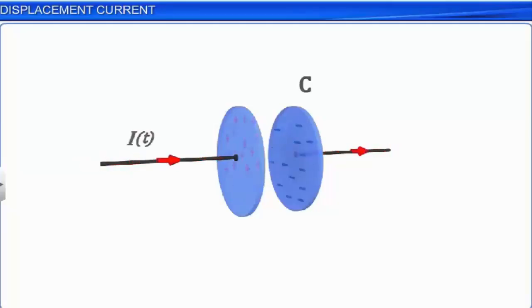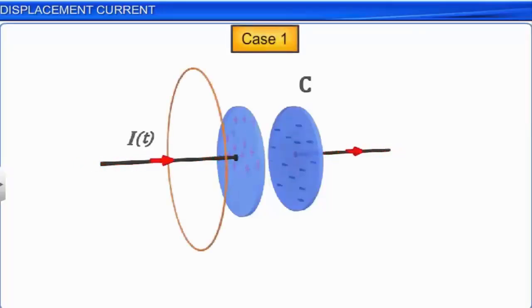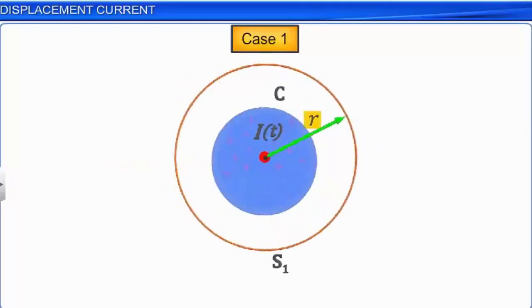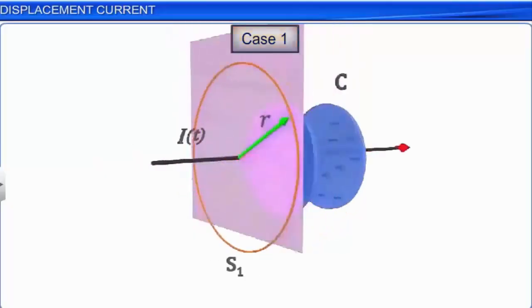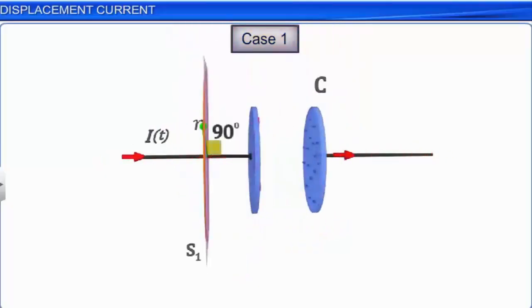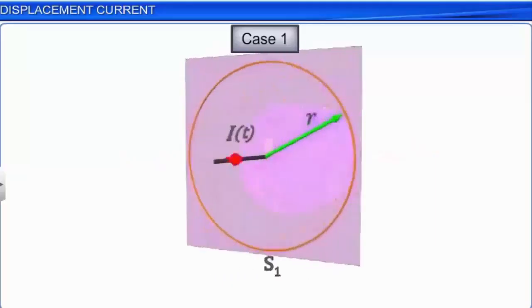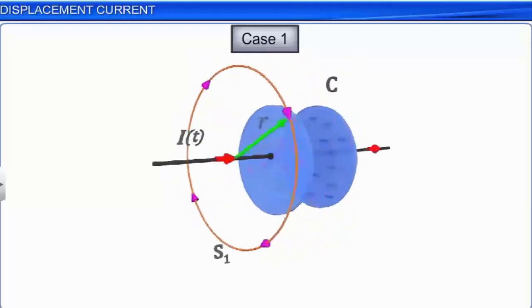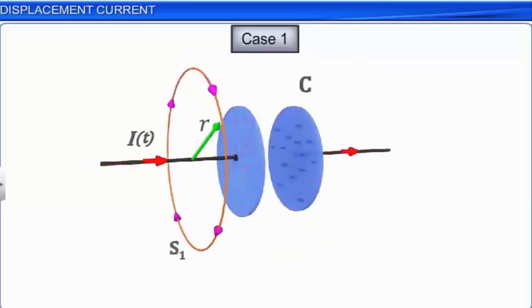As a first case, consider an imaginary circular loop S1 of radius r, which is outside the capacitor. The plane of the circular loop is perpendicular to the direction of the current in the conductor, and the center of the circular loop coincides with the conductor. The magnetic field due to the current in the conductor at any point on the circular loop is along the circumference of the circular loop. The magnitude of the magnetic field at any point on the circular loop can be calculated by using Ampere's circuital law.